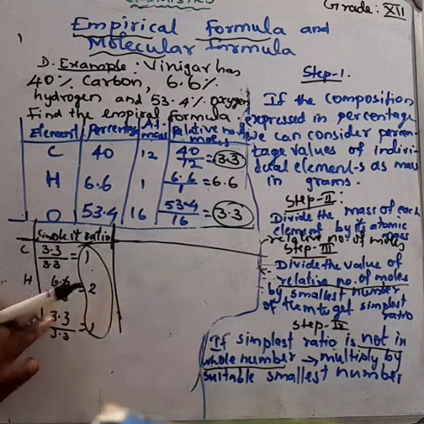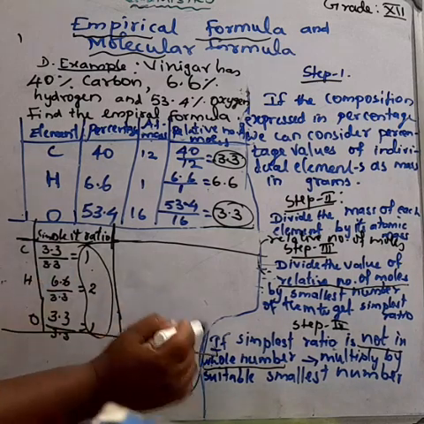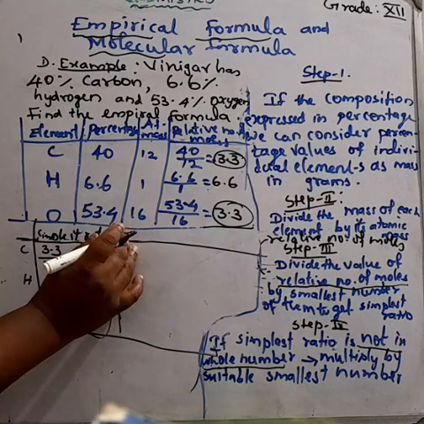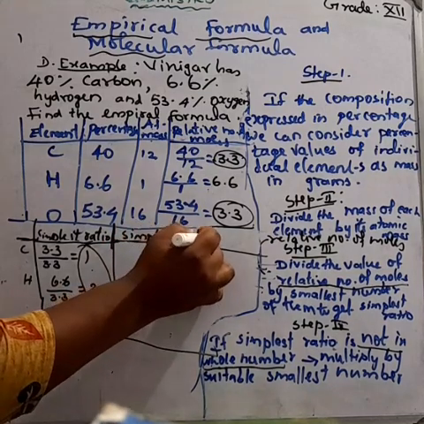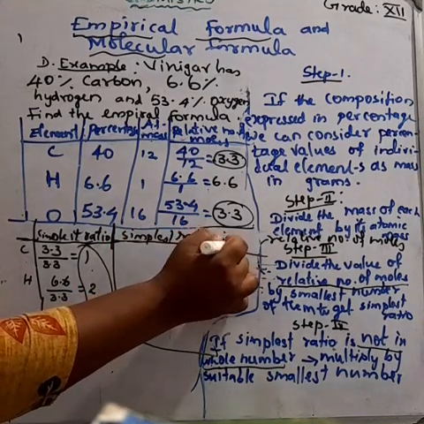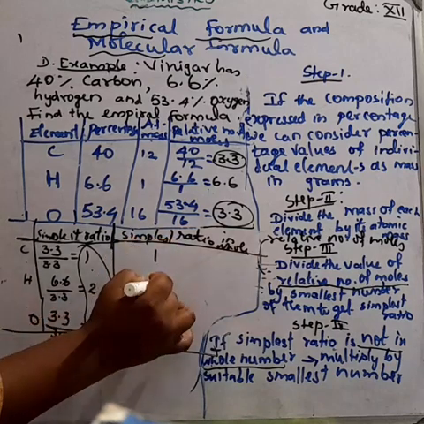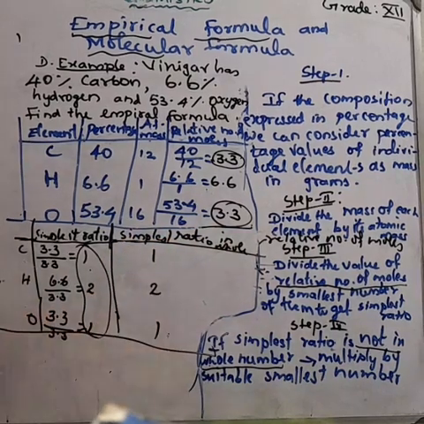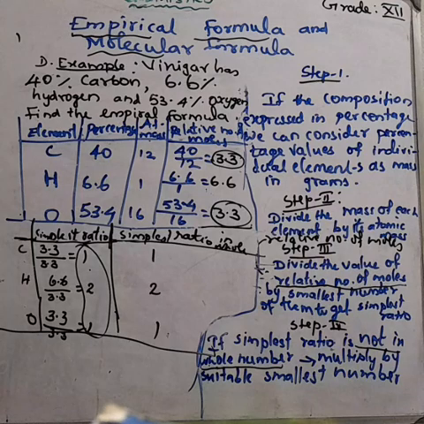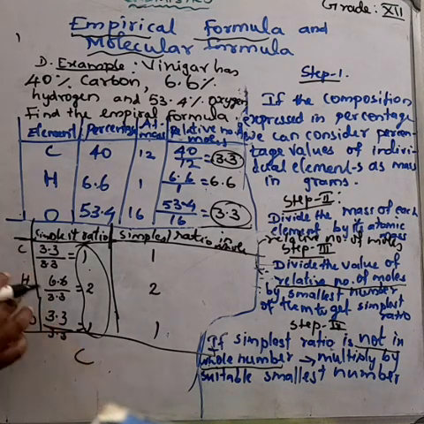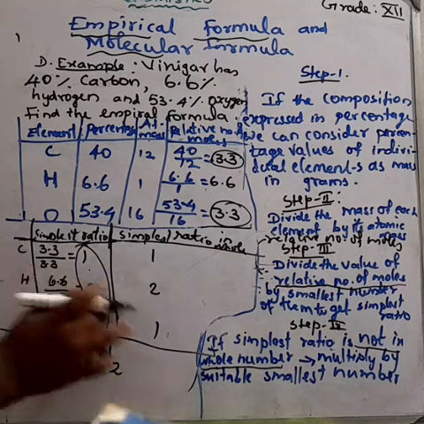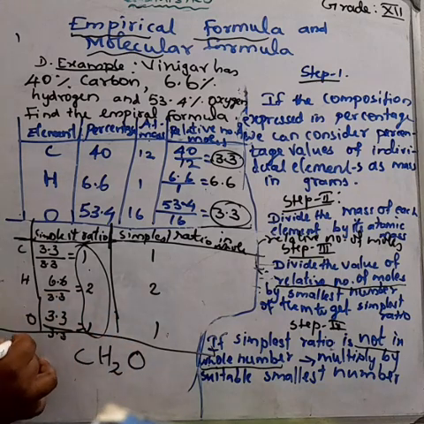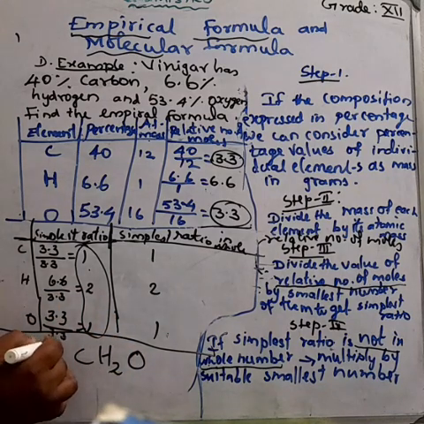So for carbon, what is the simplest ratio in whole number? 1. Hydrogen? 2. Oxygen? 1. Okay, so what is the empirical formula of this substance? Carbon 1, C, hydrogen 2, H2, oxygen 1, O. CH2O. This is the empirical formula of this compound. Understood?